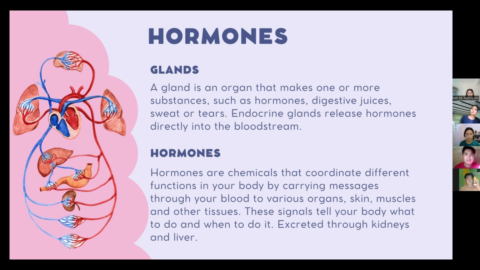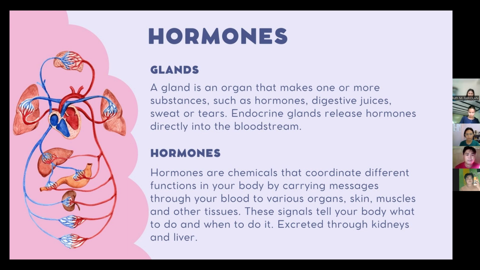Hormones are chemicals that coordinate different functions in your body by carrying messages through your blood to various organs, skin, muscles, and other tissues. These signals tell your body what to do and when to do it. Hormones can be excreted through the kidneys and liver. Hormones are chemical messengers that coordinate different functions in your body. Several glands, organs, and tissues make and release hormones, many of which make up your endocrine system.